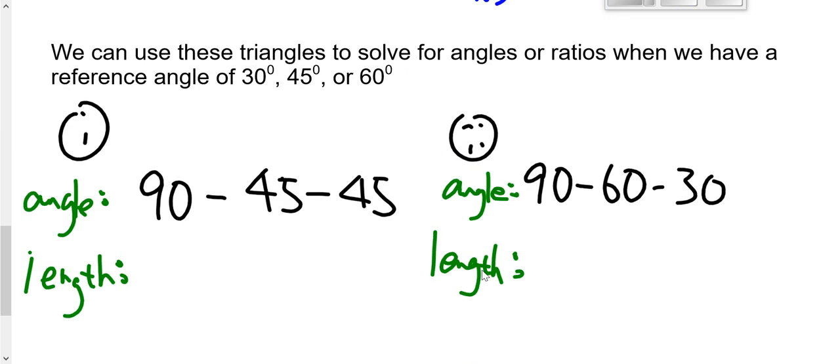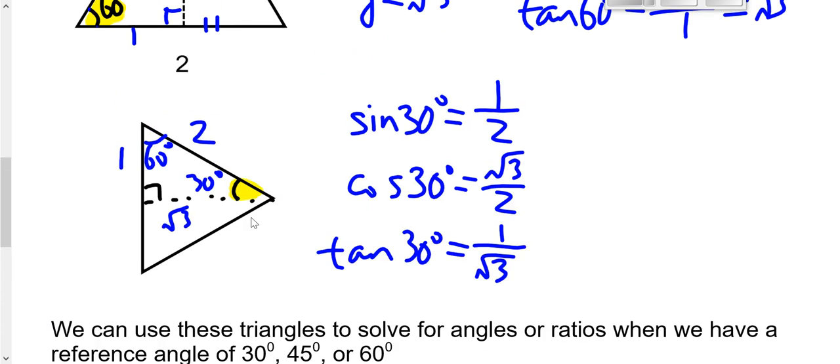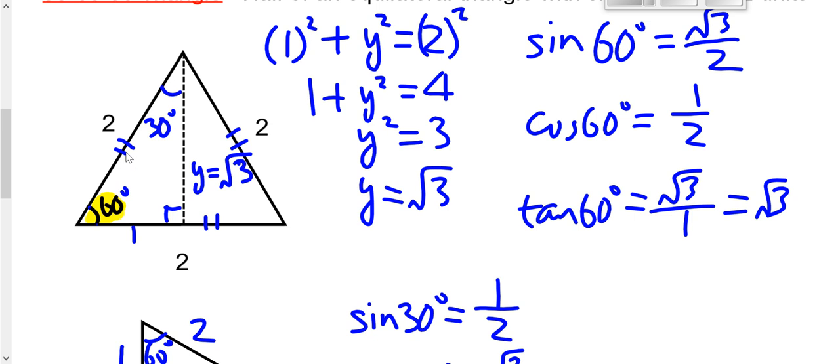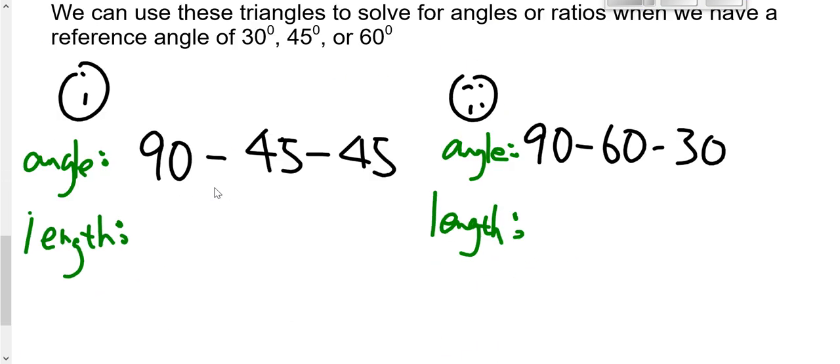So if you look at the 90, 45, 45, the side opposite to 90 degrees is root 2. The side opposite to 45 degrees is 1, and same thing here. So the lengths of the sides are root 2, 1, and 1. Okay? We will work out examples, of course, after this and see how it works.